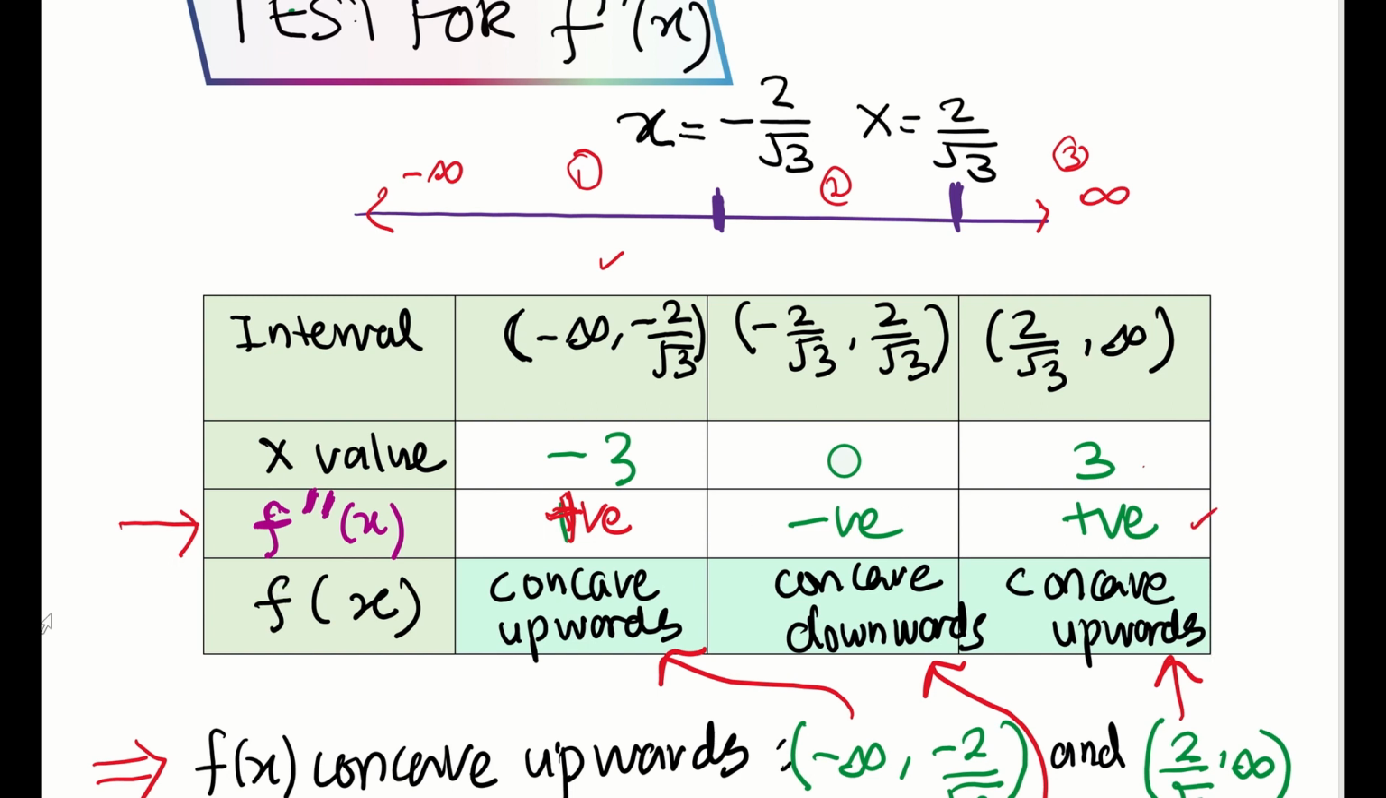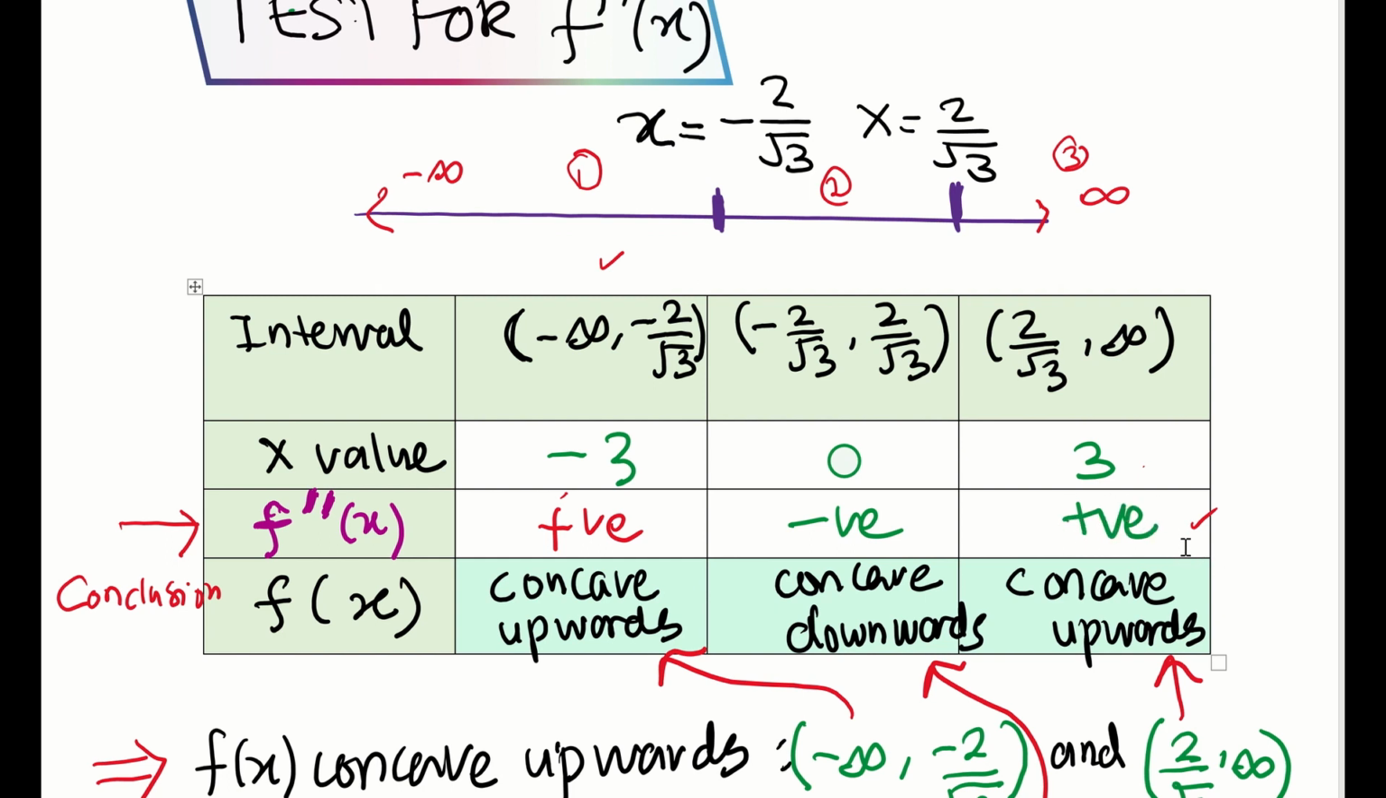So what is the conclusion that we can make for f(x)? When f double prime is positive, it means f(x) is concave upward. When f double prime is negative, it means concave downward. And from 2 over root 3 until infinity, the function is concave upward because f double prime is positive.